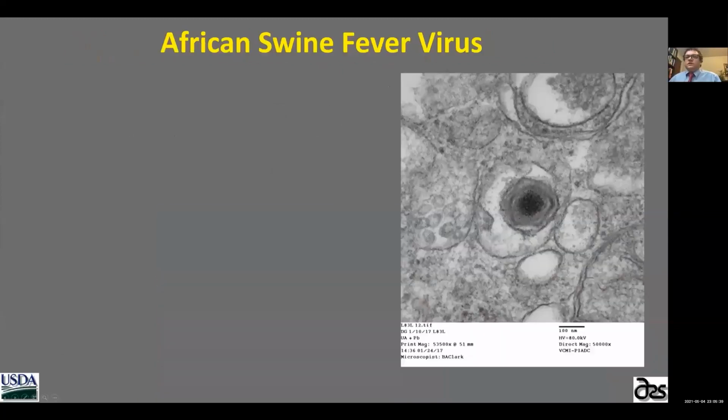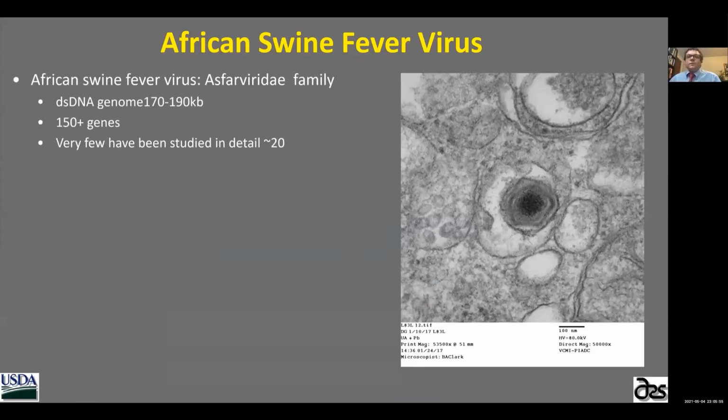So with that, I'd just like to give a short overview of African swine fever. This is just an EM picture of African swine fever that was taken at Plum Island. You can see it has a double membrane structure. It's a large virus and it has its DNA core. African swine fever virus is the only member of the Asfarviridae family. It has a large DNA genome of about 170 to 190 kb. There are over 150 genes in all isolates of African swine fever, and very few of these have been studied in detail.